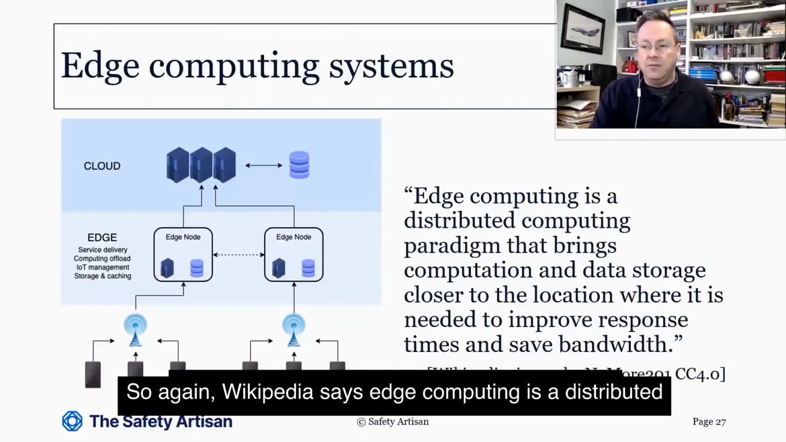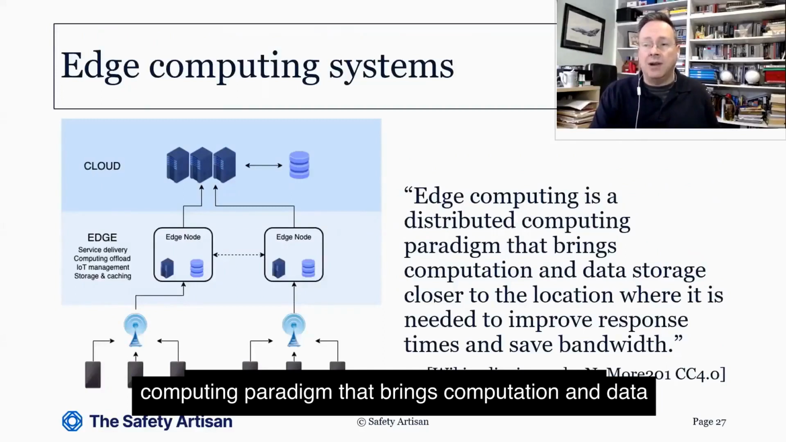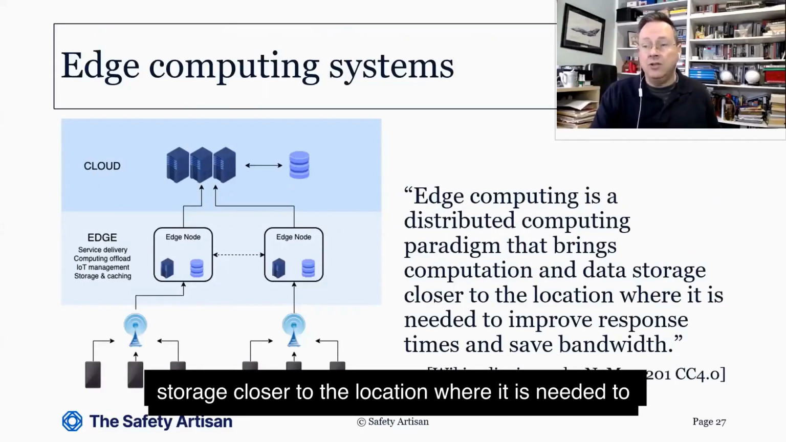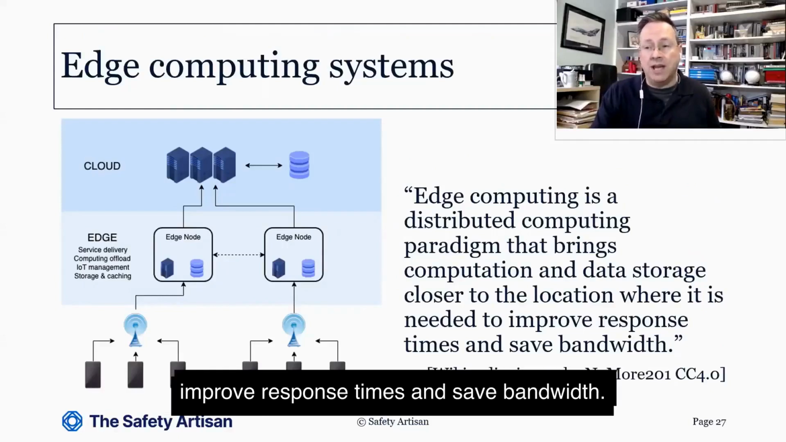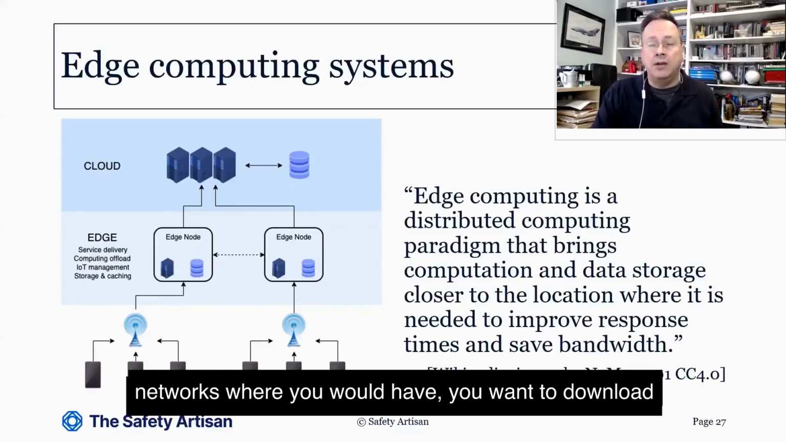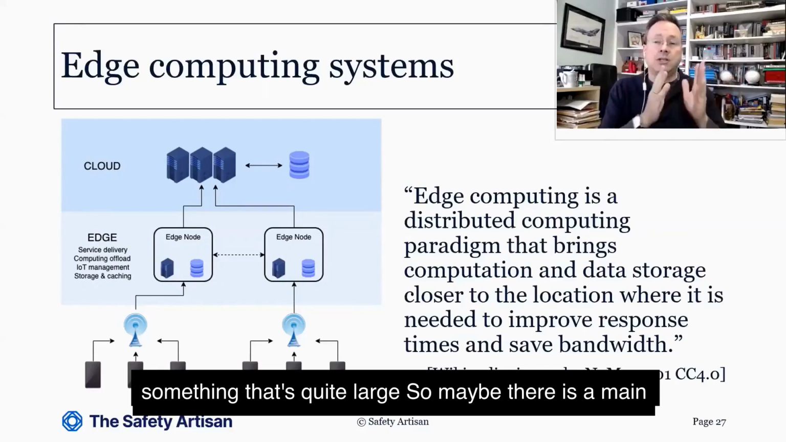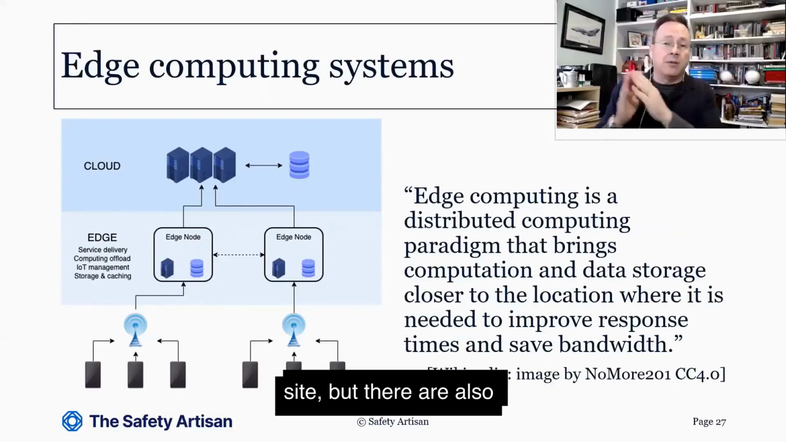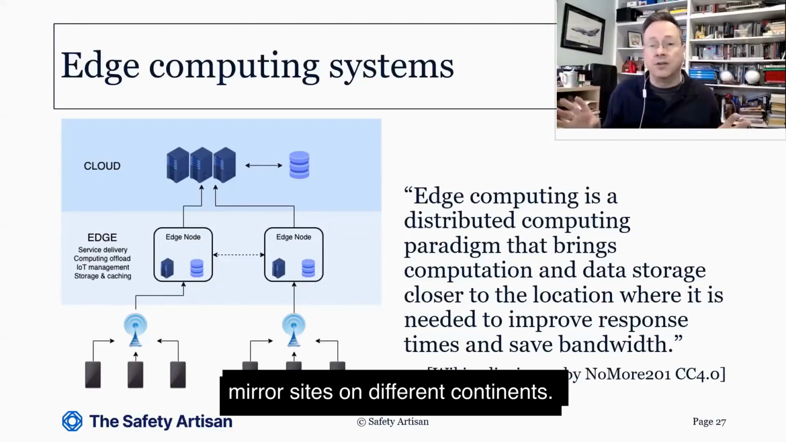So again, Wikipedia says edge computing is a distributed computing paradigm that brings computation and data storage closer to the location where it is needed to improve response times and save bandwidth. So this is a development of sort of content distribution networks where you want to download something that's quite large. So maybe there is a main site, but there are also mirror sites on different continents.